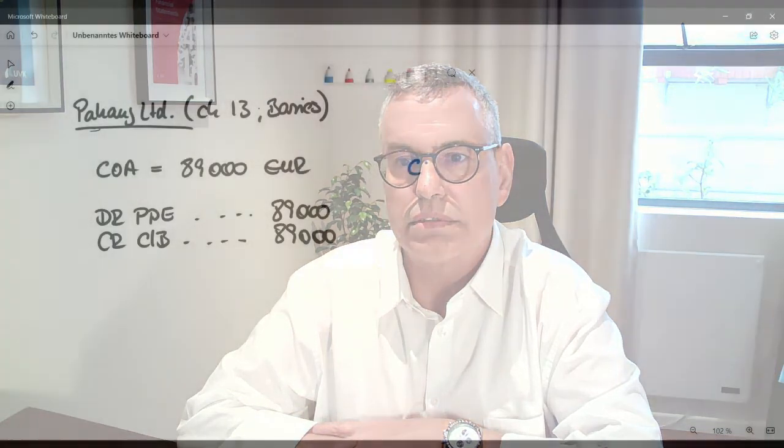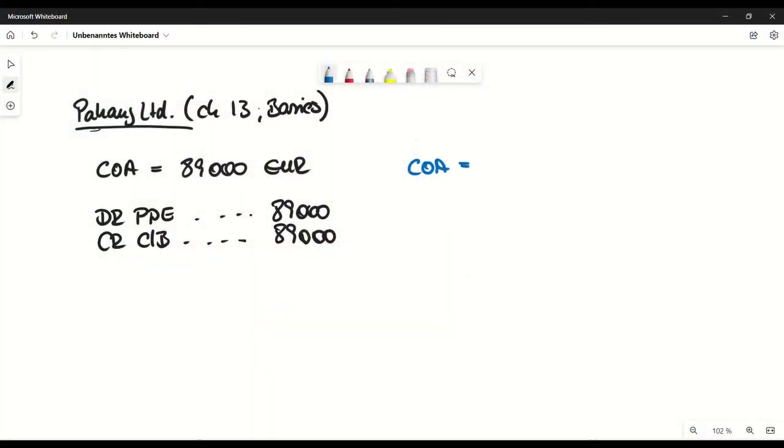In contrast to the textbook, I now cover input VAT, and I want to discuss what happens if we only pay half of the amount. The cost of acquisition are still the same. But now the input VAT is to be calculated 20% multiplied by the 89,000.